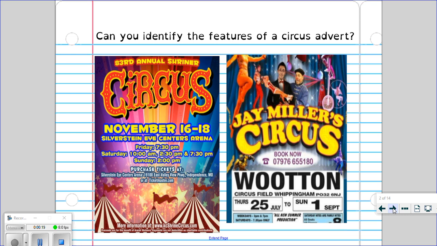here are a couple of adverts that are promoting a circus. In a second, I'm going to ask you to pause the video and see if you can jot down the features of a circus advert. What kind of things can you see on both those adverts that you think would be important to include in an advert that is promoting a circus?